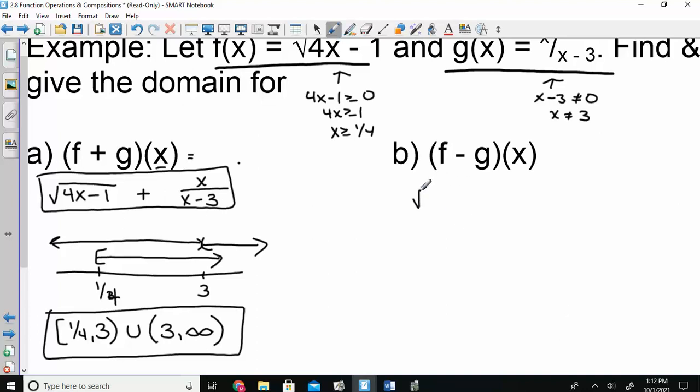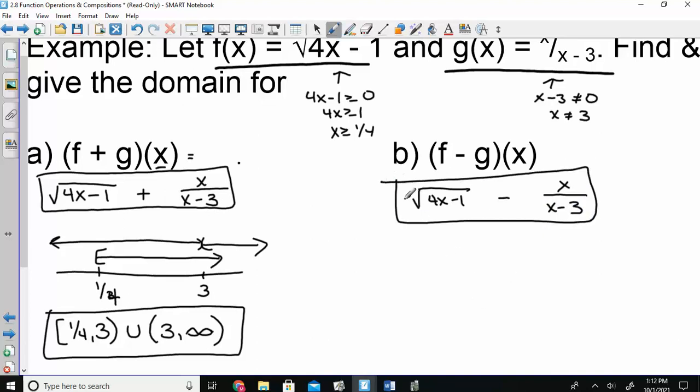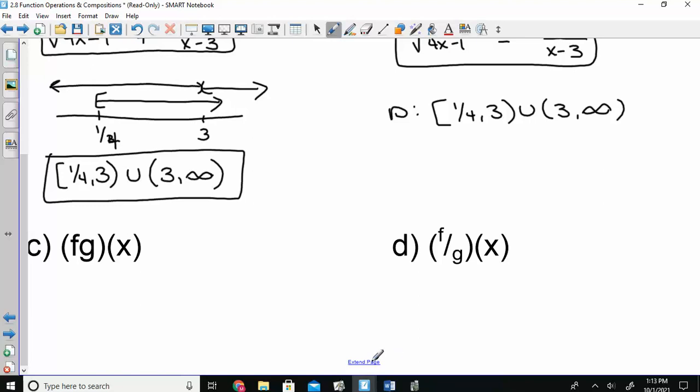So f minus g. F is the square root of 4x minus 1. Minus g is x over x minus 3. Again, we don't have any like terms, so we're done. The domain of that, we don't really have to do any work because I told you when you add, subtract, and multiply, the domain is the same. So my domain is the same as we already found.